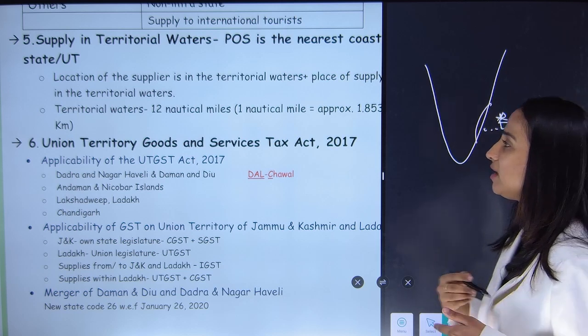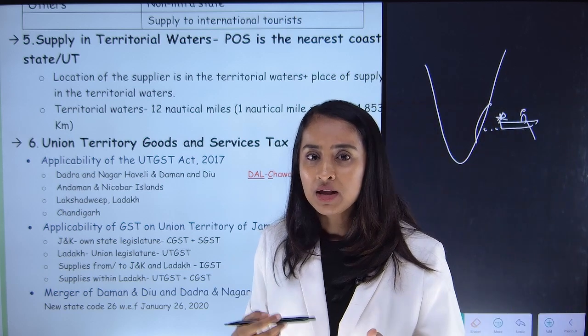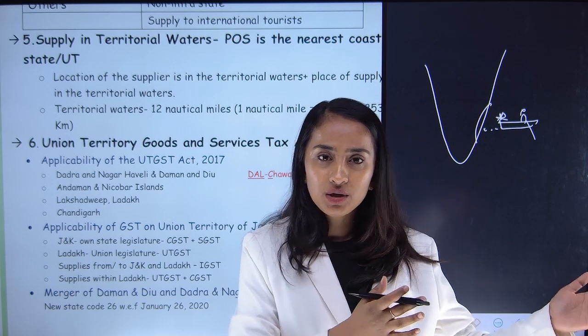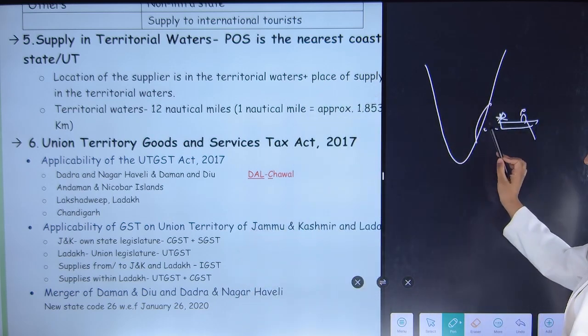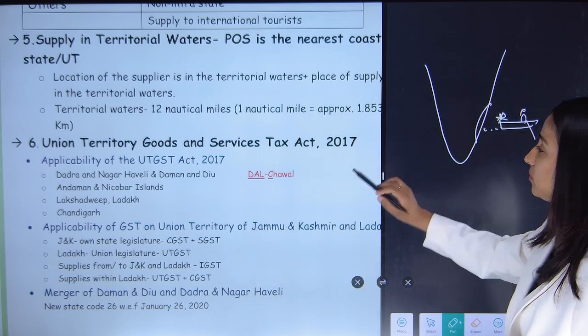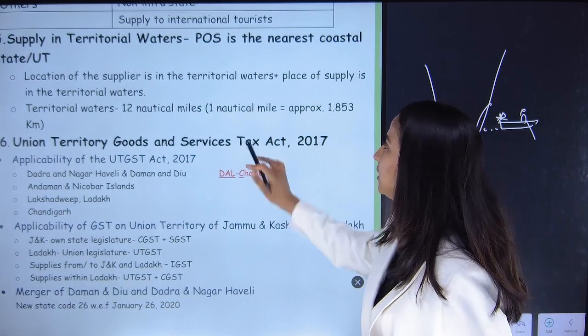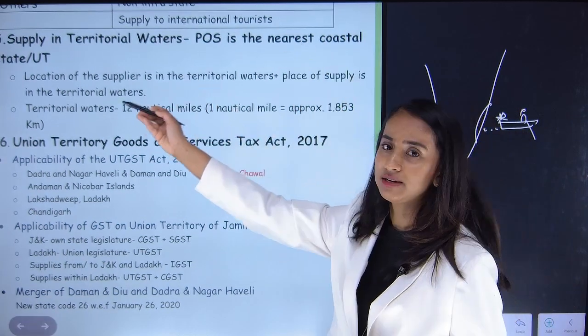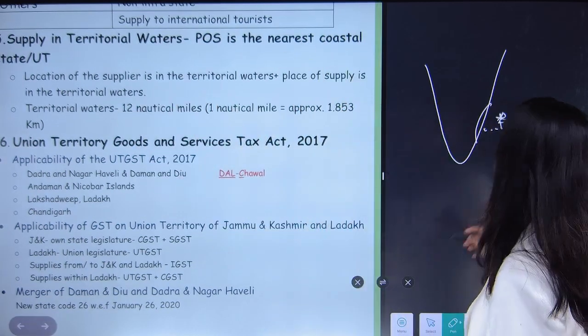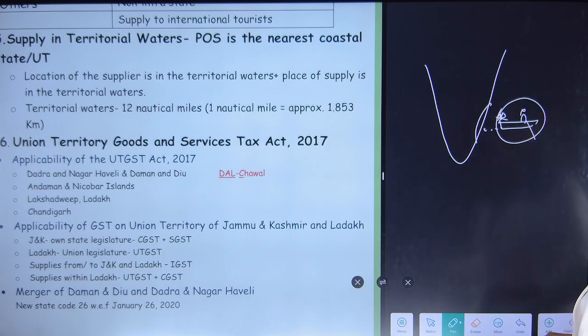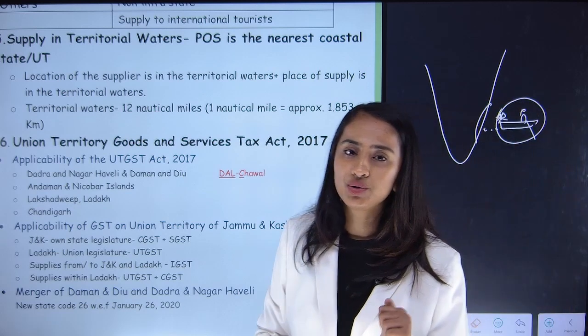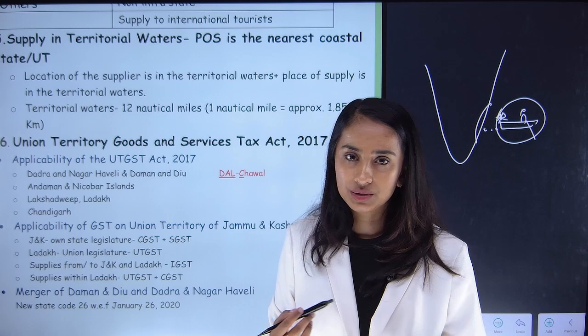So where will the location of the supplier be? Closest to the territorial state. In this case, let's say he's close by to Kerala. So the place of supply will be the closest, nearest coastal state or union territory. So if he sells something here, in this place, which state should you take? You should consider the nearest coastal state.